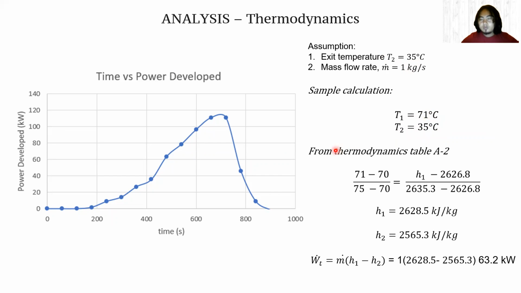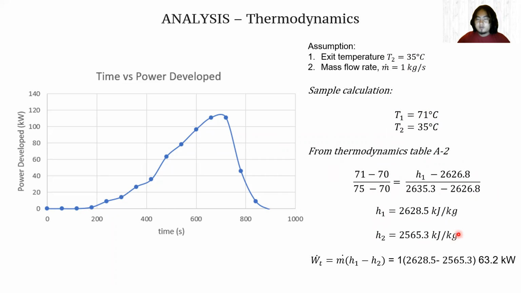And from here, we need to calculate the enthalpy. However, we have no data about the enthalpy of water at 71 degrees C. Therefore, we need to do interpolation from thermodynamics table A2, and H1 is found to be 268.5 kilojoule per kilogram.